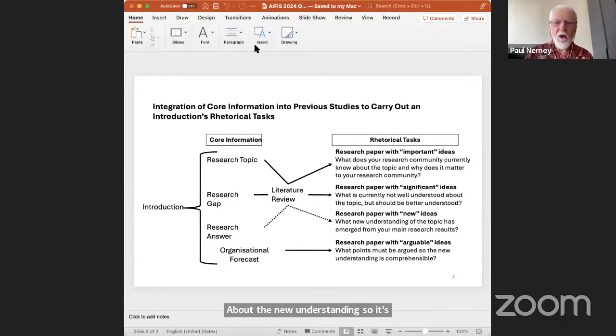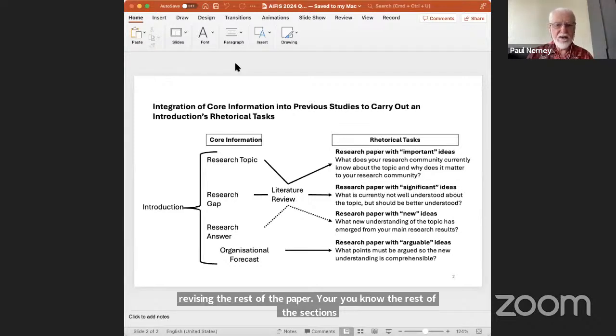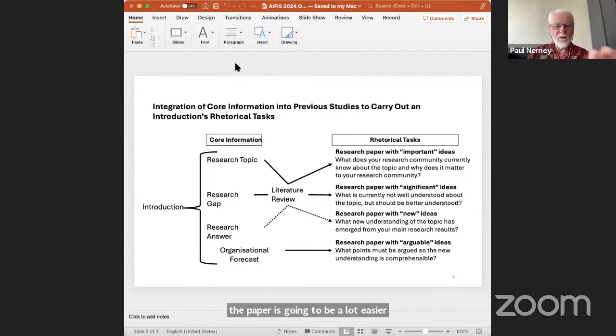And today, hopefully you can ask questions about these questions. You can ask questions about the research introduction, because if we can straighten out a lot of the problems with introductions, revising the rest of the sections of the paper is going to be a lot easier than if you don't do this kind of initial work. So with that, I'll give this over to Susan now.